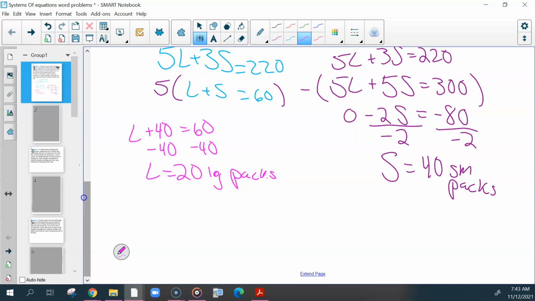If you like one method better than the others, go with that. If you want to mix it up and do one word problem by graphing, one by substitution, one by elimination, go with that. It's really your preference. As long as you solve it correctly, you should get the same answer no matter how you solve it. Questions on that one?